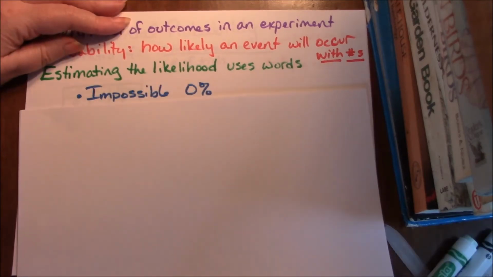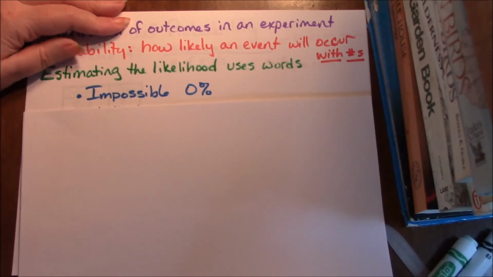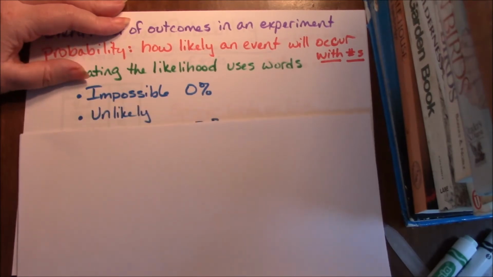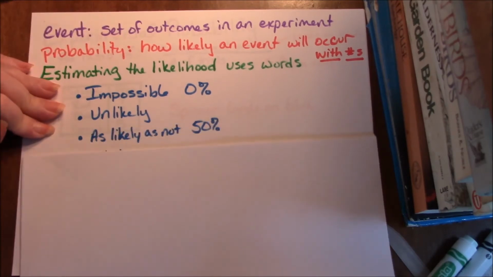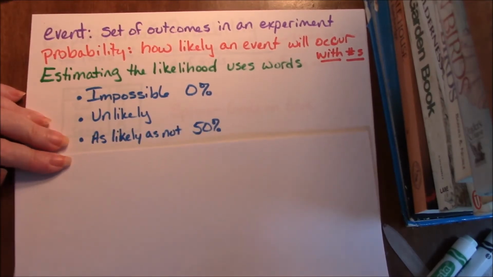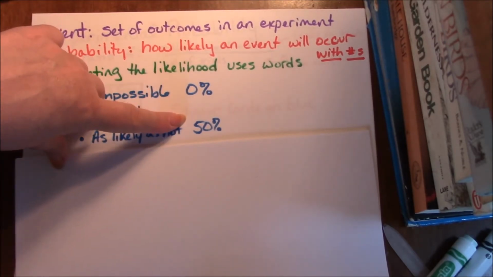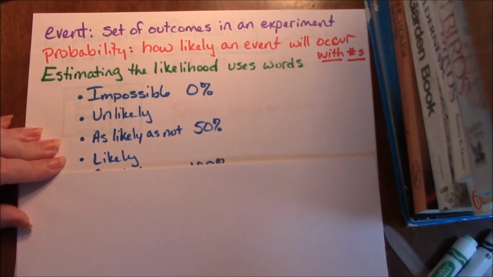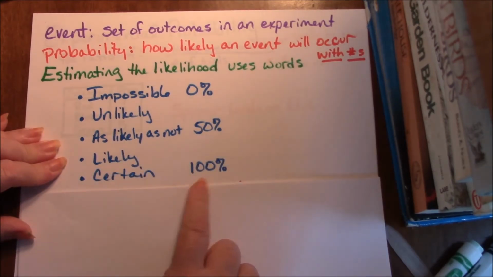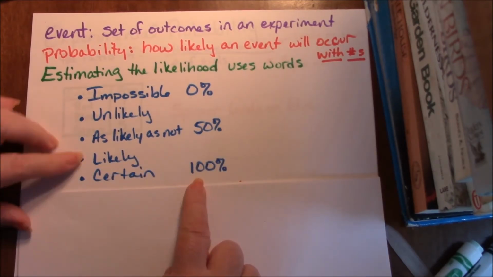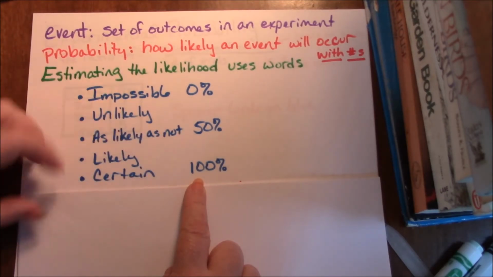The words that usually get used are impossible, which means it has a 0%. It absolutely cannot happen. It is unlikely. It's as likely as not, which means it's exactly 50%. And unlikely means anything between these two. And then there's likely and there's certain. It's the only outcome you can have. And then likely is anything in between these two.